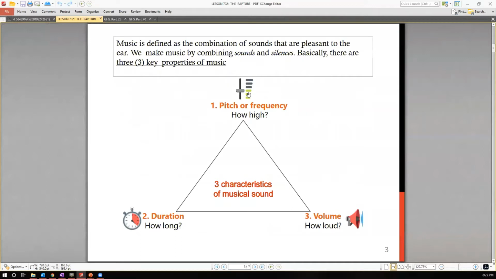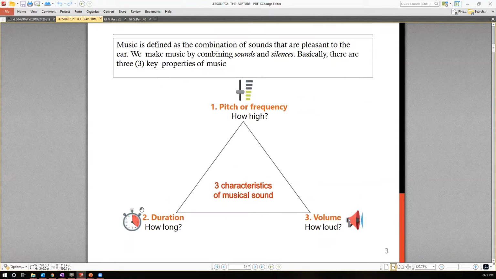Music is defined as the combination of sound, and it basically has three properties. The first one is pitch or frequency, which we explained at the beginning. We have the duration, how long, and we have the volume. We'll look at the volume a bit later, after time signatures and key signatures. But now we're going to go into more of the duration.